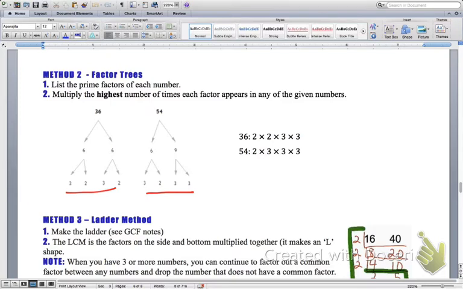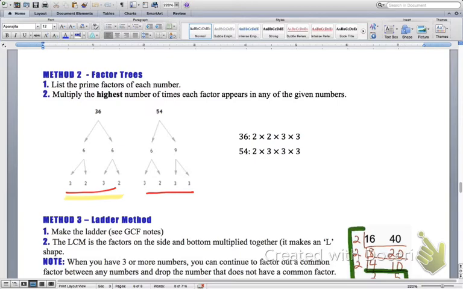So to make that a little easier, I went ahead and wrote out the factors here. I just put them in numerical order. And the factors for the 54, I wrote out as well, just in numerical order. So again, we multiply the highest number of times each factor appears in any of the given trees.